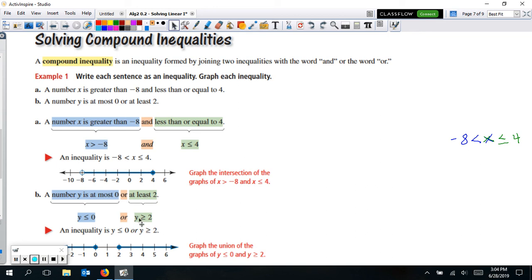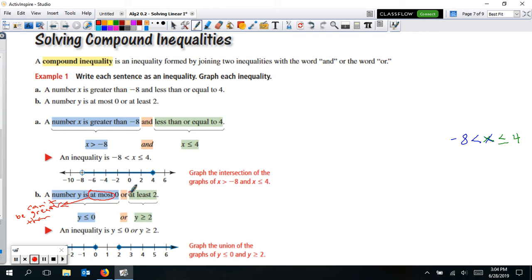This one, at least: y is greater than or equal to 2. The least it could be is 2. It cannot be less than 2. That's what it's basically saying. Maybe we'll write this down here in your notes. When you see the words at most, that means it can't be greater than whatever number it says. It can't be greater than 0.